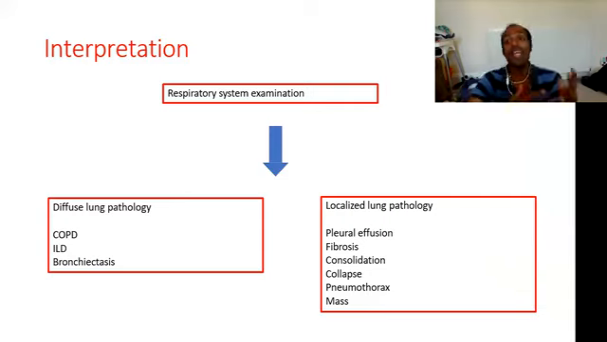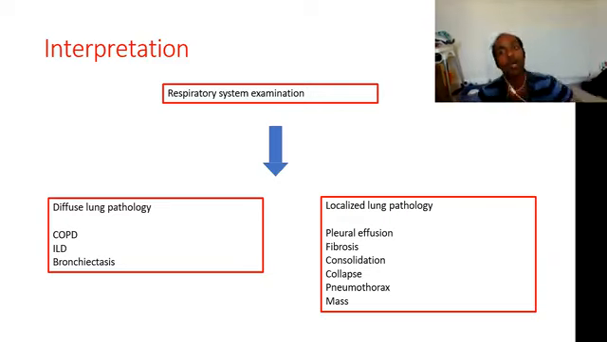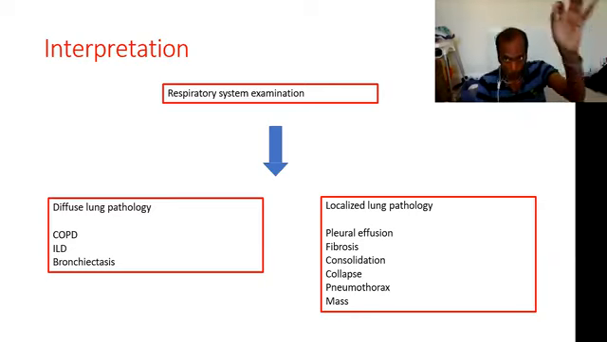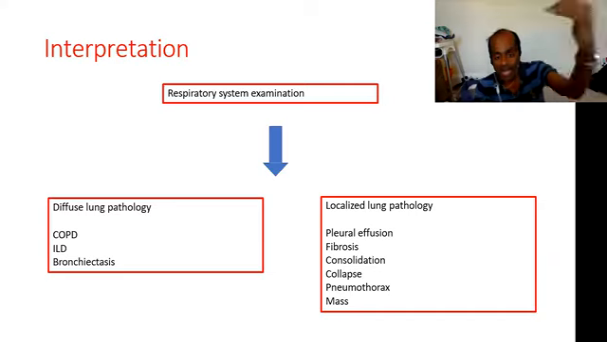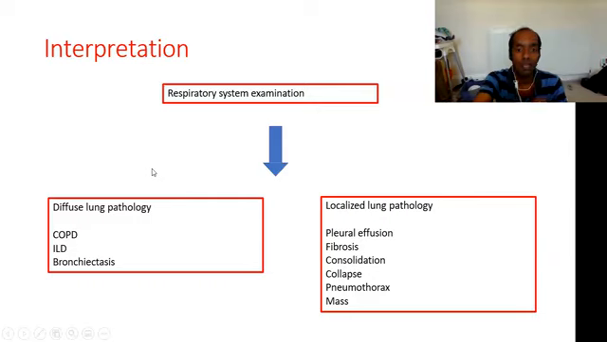In the respiratory system examination, if your findings are bilateral, there are only three possibilities that it could be: COPD, interstitial lung disease, and bronchiectasis. Now I'm going to tell you the key features in establishing the diagnosis between these three.